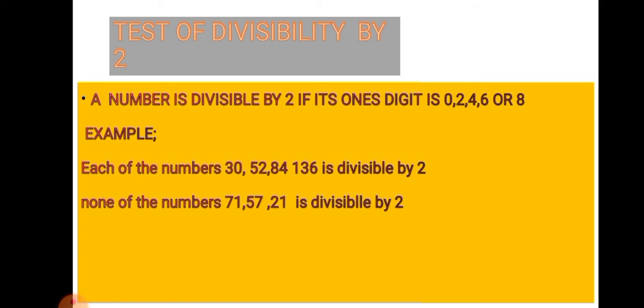Now we will discuss the divisibility tests. Test of divisibility by 2. A number is divisible by 2 if its ones digit is 0, 2, 4, 6 or 8. See the example, 30. Here at ones place we have 0. 0 is even, so if the ones digit is 0, 2, 4, 6 or 8, then the given number is divisible by 2. See 71. Here at ones place we have 1, which is odd, right? If the last digit is even, then the given number is divisible by 2.